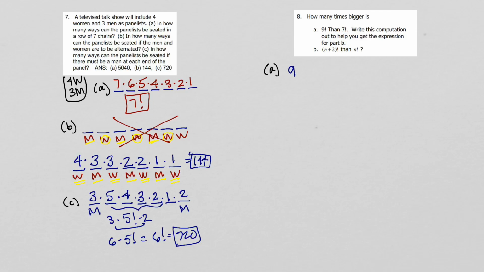Here's 9 factorial, but we can write that as 9 times 8 times 7 times 6 times 5, 4, 3, 2, 1. Now look at this part right here. That's 7 factorial. So in this part right here, 9 times 8 is 72 times 7 factorial. So how many times bigger is 9 factorial than 7 factorial? 9 factorial is 72 times as big as 7 factorial. So we're going to write this as 72.